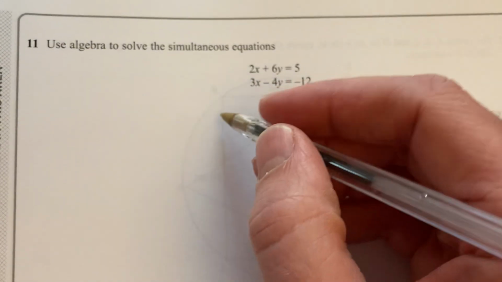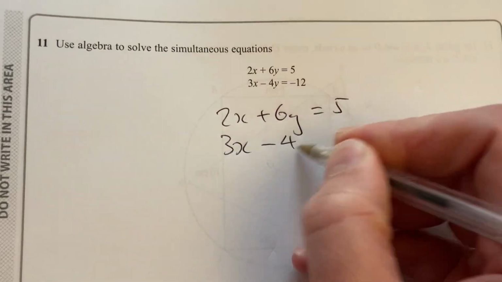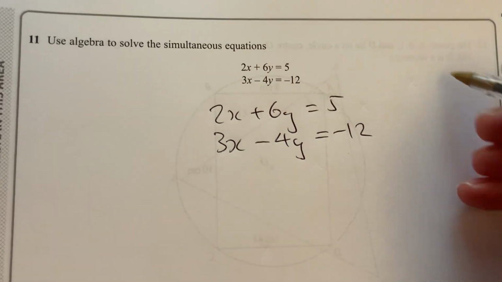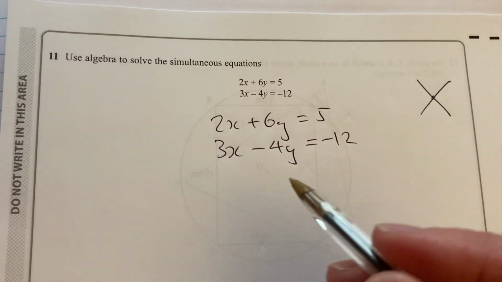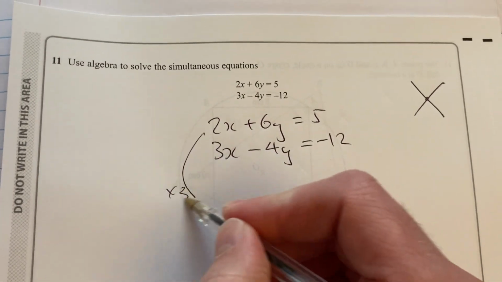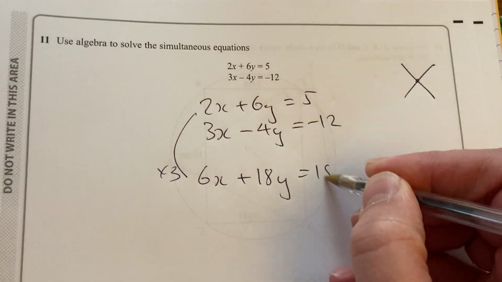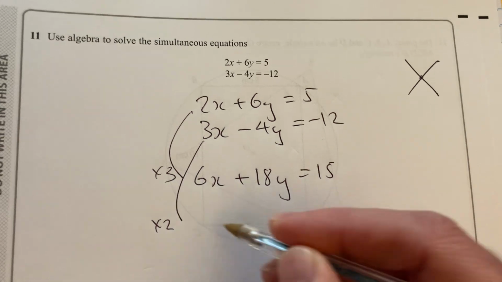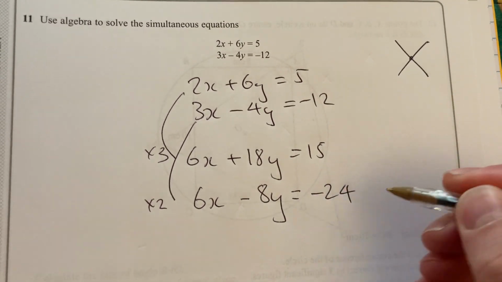So starting with question 11, we have to use algebra to solve the simultaneous equations 2x plus 6y equal to 5 and 3x minus 4y equal to minus 12. So we're looking for where two lines are meeting. To make them at the same value of x, I'm going to times that one by 3 and get 6x plus 18y equal to 15. This one by 2, 6x minus 8y equal to minus 24.